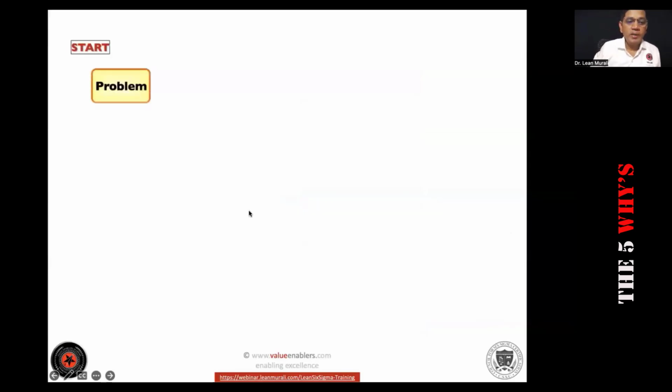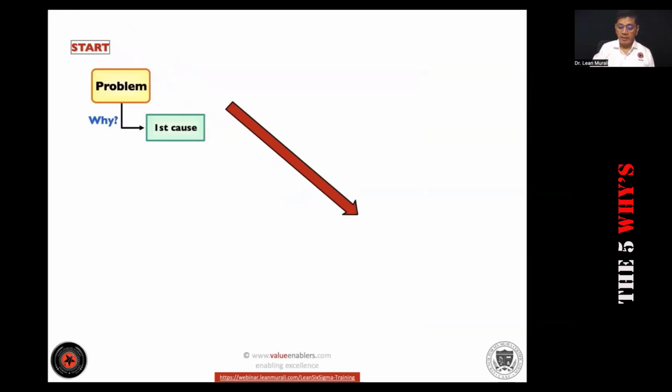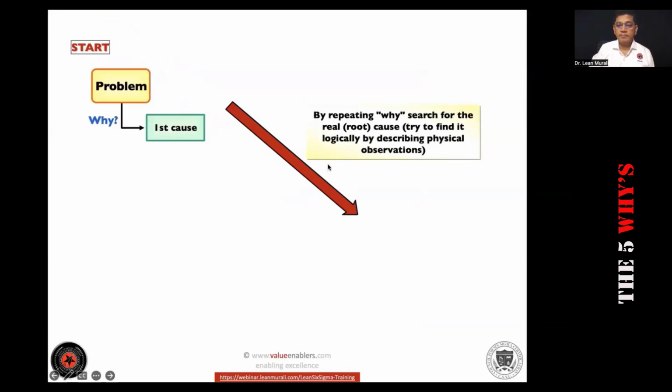Okay. Good. Now you have to focus on this slide. Please, please, please focus on this slide. Very, very important. You have a problem. If you ask why, it's the first cause. Then please see here. By repeating why, search for the real cause, which is called a root cause. Try to find it logically by describing physical observations. This is the first cause.